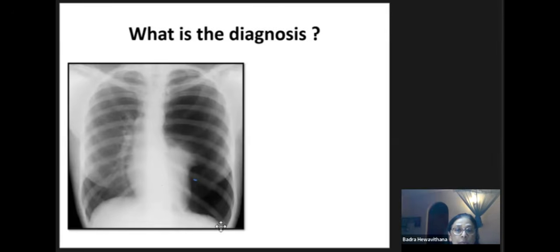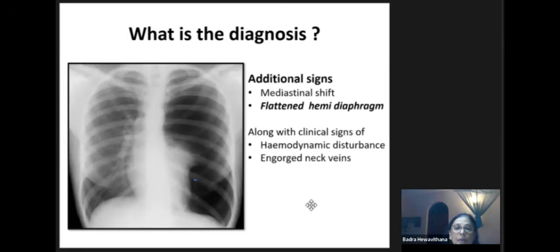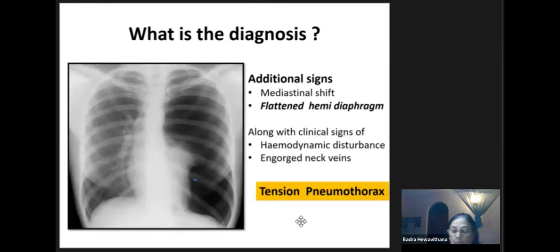Look at the diaphragm. Earlier when I showed you, there was a sizable pneumothorax, but the diaphragm was convex. Here the diaphragm is flattened. So this is the case. You have to be very quick. You can't go for a cup of tea. You have to immediately put the IC tube. There may be hemodynamic disturbance, engorged neck veins. It is a tension pneumothorax. Sorry.